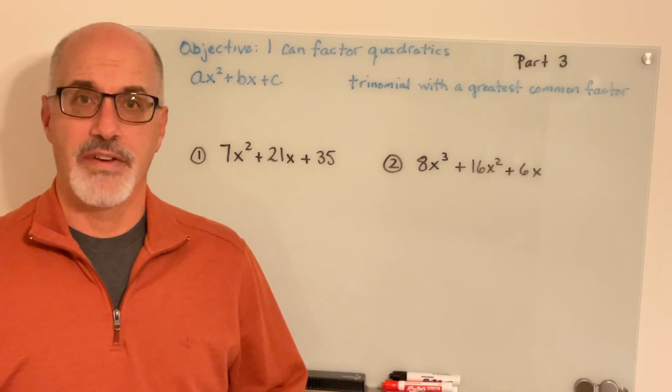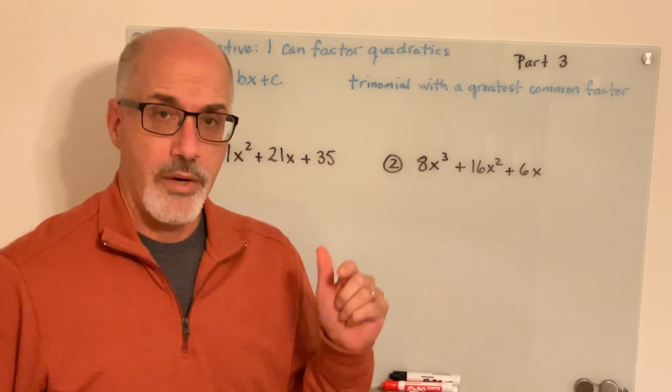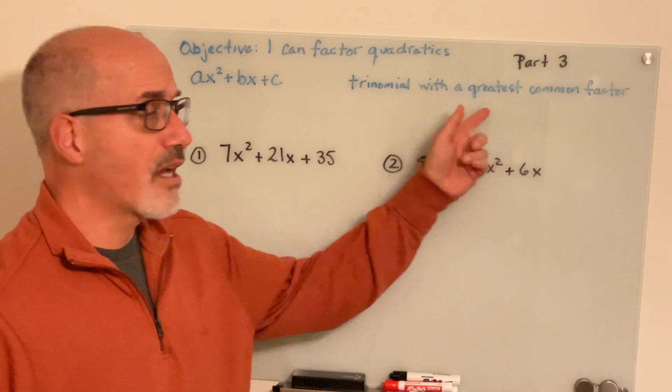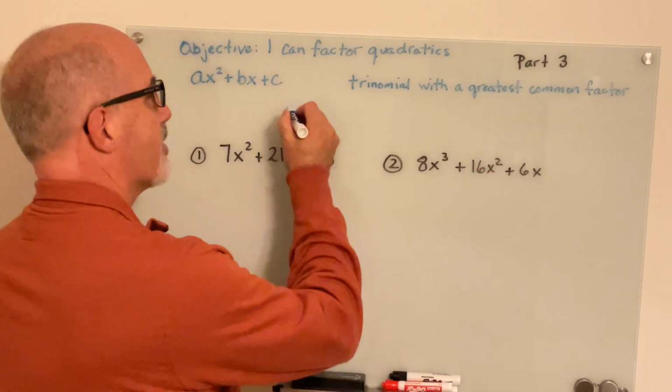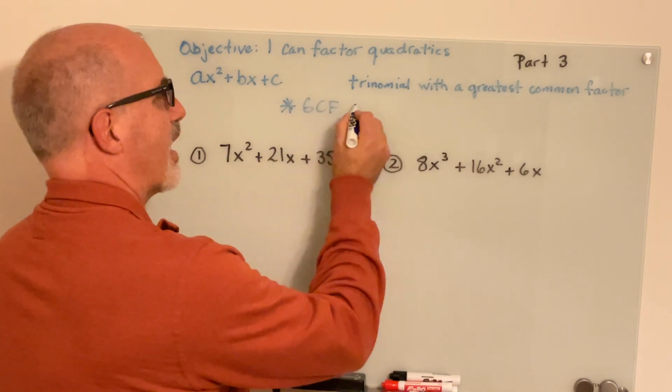This video is on factoring quadratics. Our objective is I can factor quadratics. This one specifically is about taking out the greatest common factor first. So the key idea is always take out the GCF first when factoring.